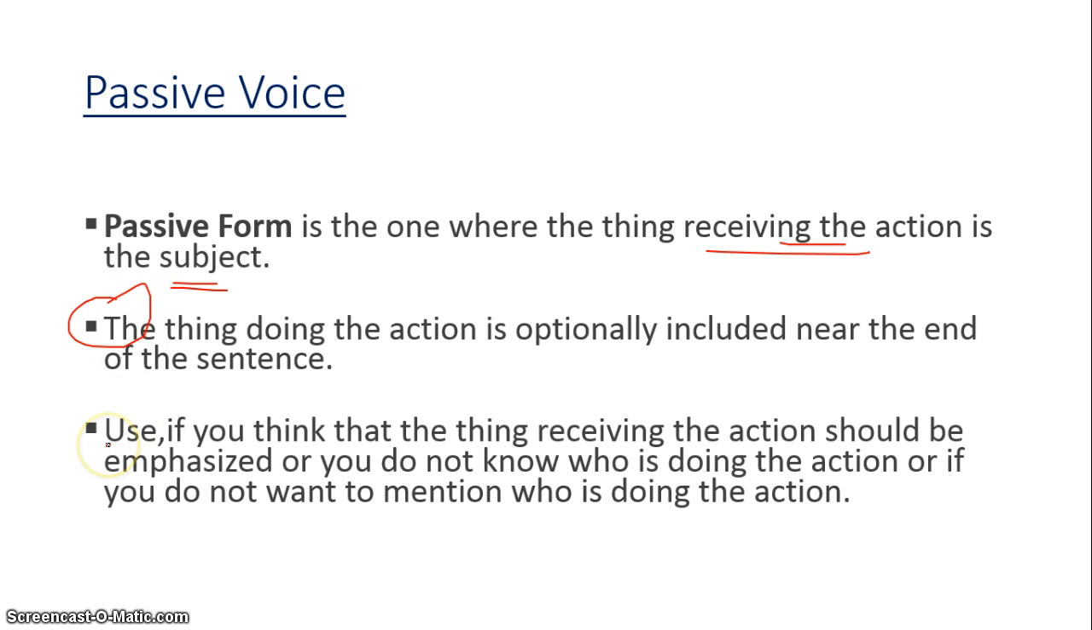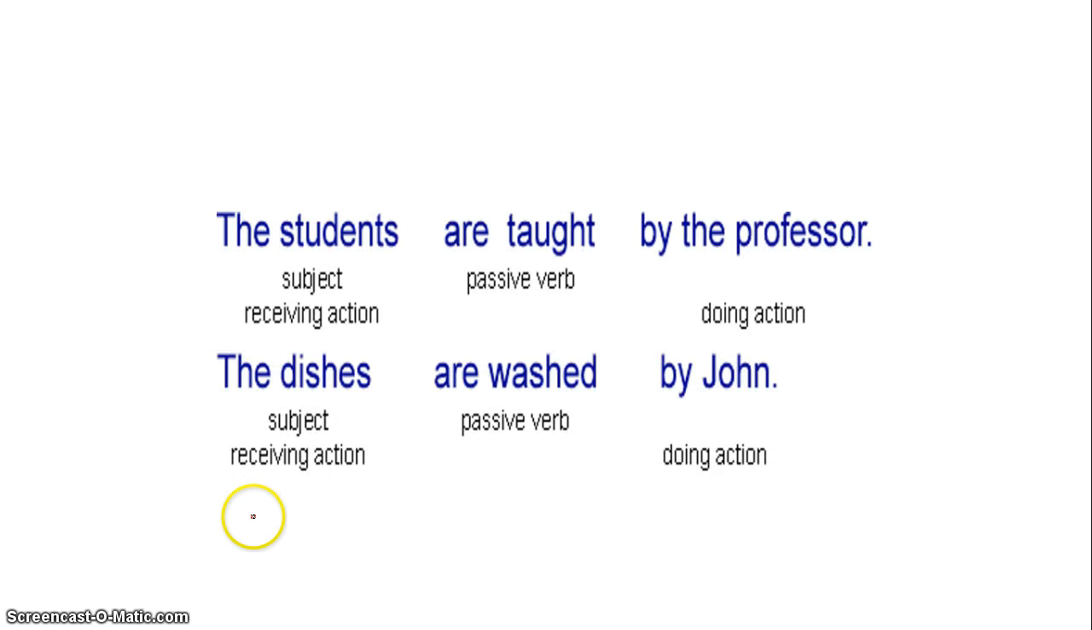Now, why do we use a passive voice instead of an active voice? We use it if we think that the thing receiving the action should be emphasized more, or when we do not know who is the one that is doing the action, or if we do not want to mention the one who is doing the action. This is a very important point for you to understand the difference between passive and active voice.